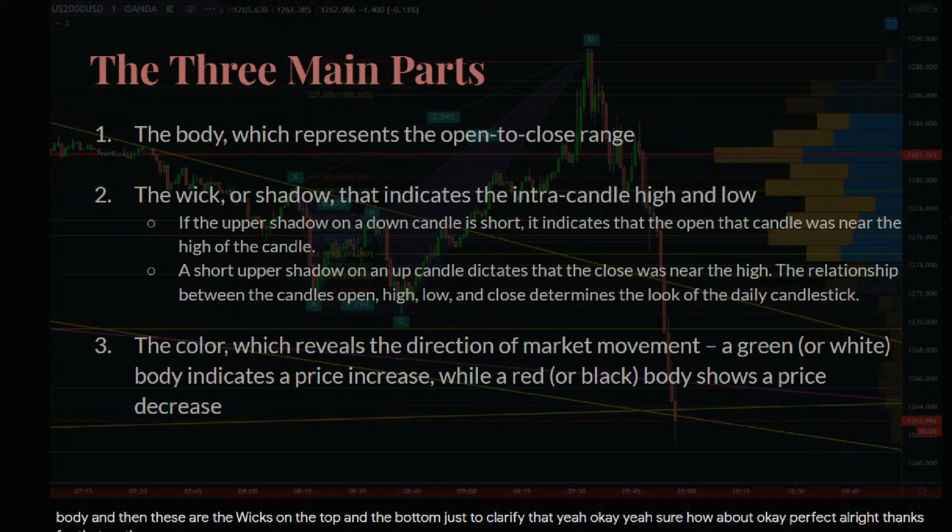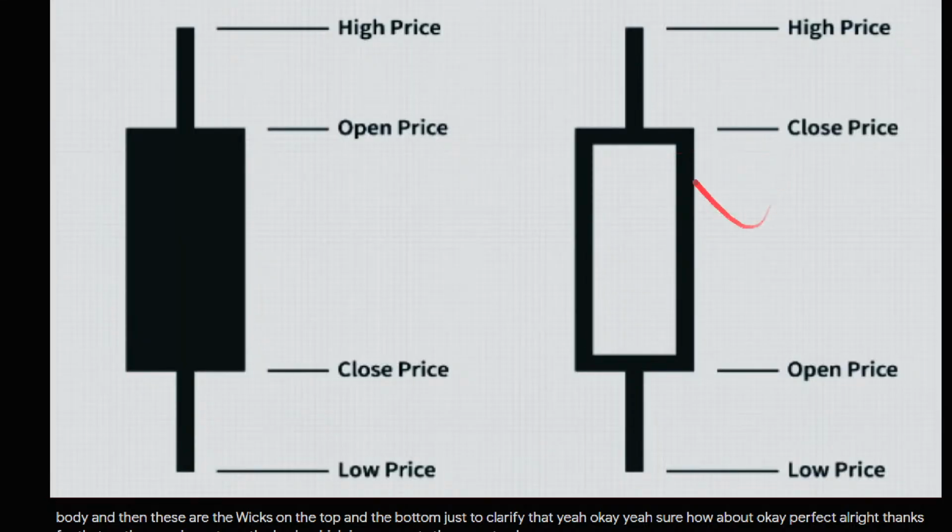So, three main parts. The body, which represents the open to close range. That is the thicker part of the candle here.